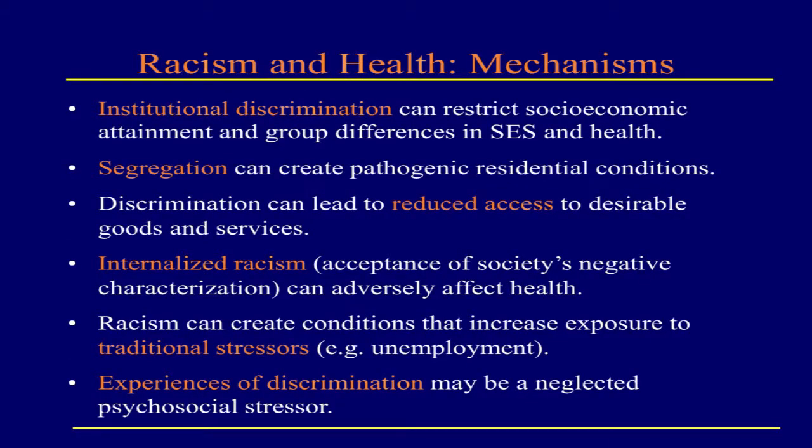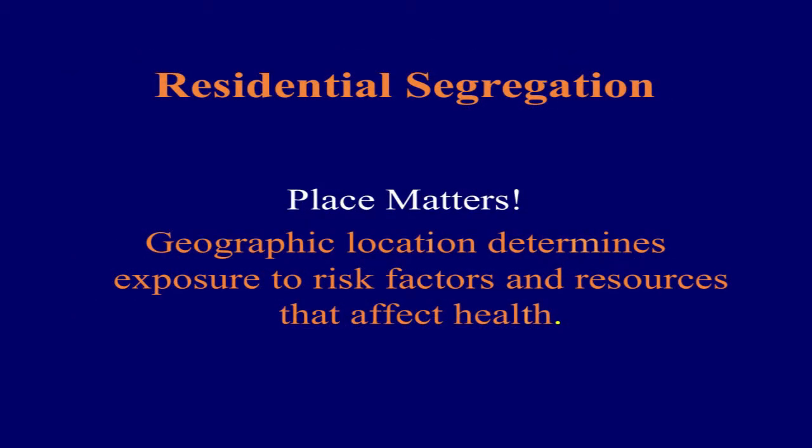So institutional discrimination can restrict socioeconomic attainment and group differences. Segregation can create pathogenic residential conditions. Discrimination can lead to reduced access to desirable goods and services. Internalized racism, the acceptance of society's negative characterization, can adversely affect health. Racism can create conditions that increase exposure to traditional stressors, and experiences of discrimination may be a neglected psychosocial stressor.